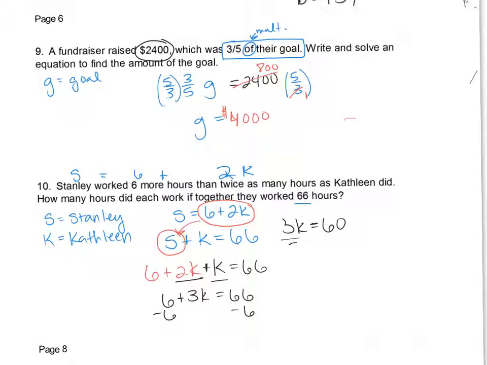60, and if we divide by 3, k equals 20. Sorry, it's not wanting to write for me. So that means Kathleen worked 20 hours. And then we just have to plug that in, and the best place to plug it back in is right here. So S equals 6 plus 2 times 20. So Stanley worked 40 plus 6, 46 hours.